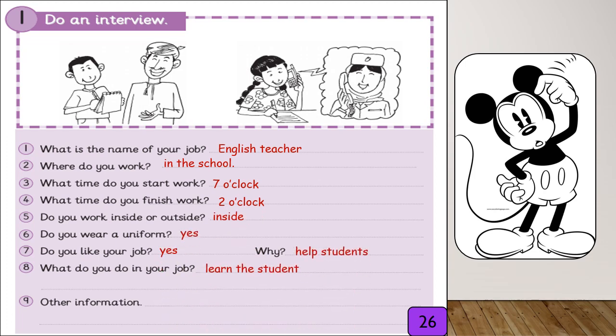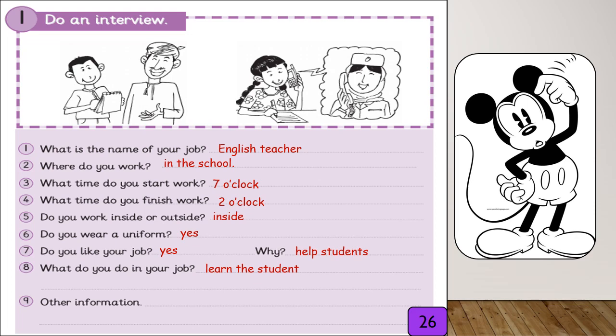in this activity, do an interview. Ask and answer questions. What is the name of your job? English teacher. What do you work in? Where do you work in the school? Number 3. What time do you start work? 7 o'clock. Good. What time do you finish work? 2 o'clock.